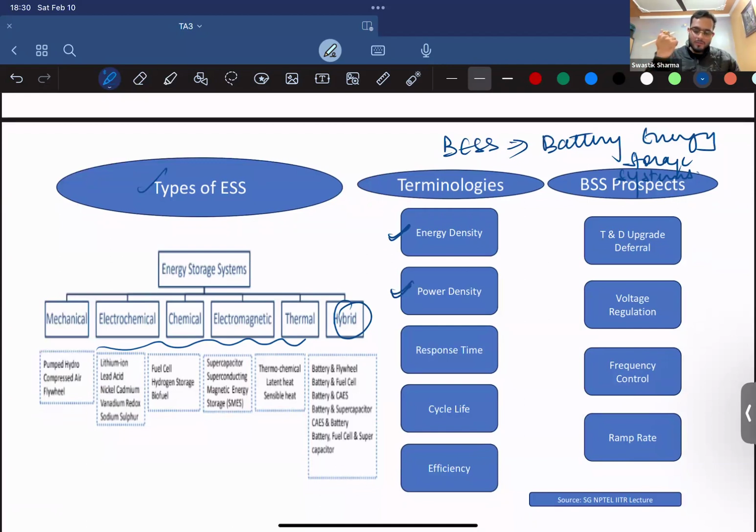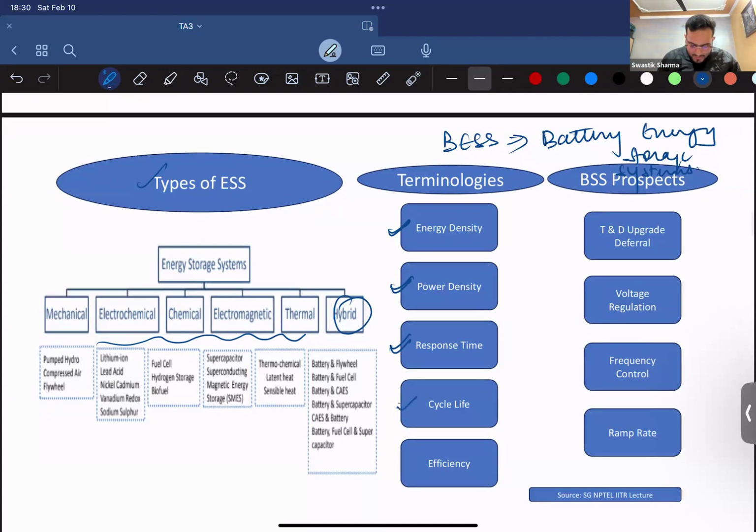Power density is how fast it can supply. When we talk about batteries, it's usually connected with charging or discharging, right? High power density means it can charge and discharge fairly quickly. Response time is how much time it takes to respond to your control input. Let's say you want to charge now: with the switch of a button, you can immediately charge it. Then cycle life.